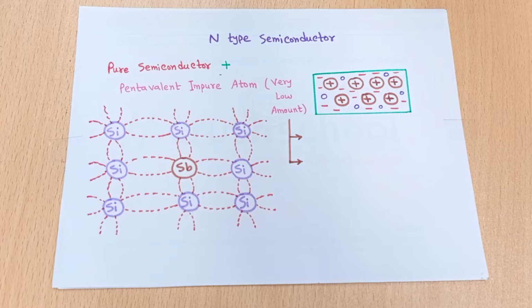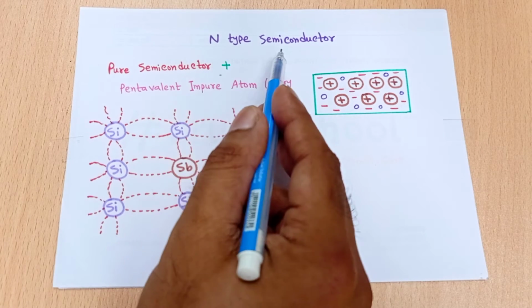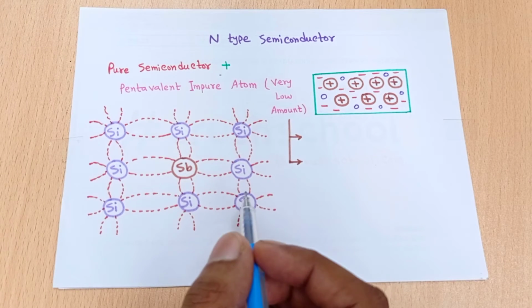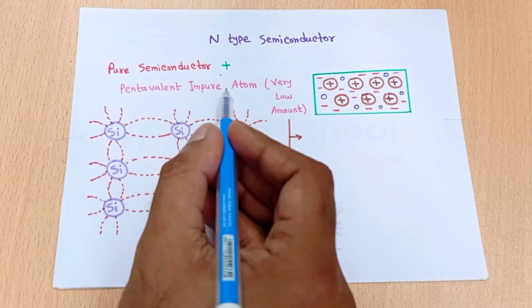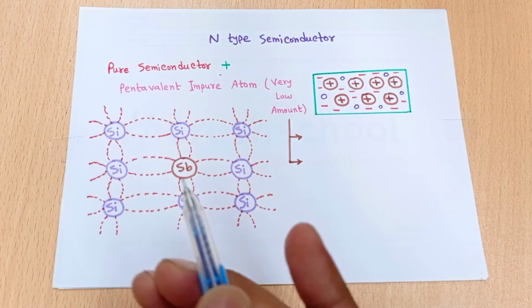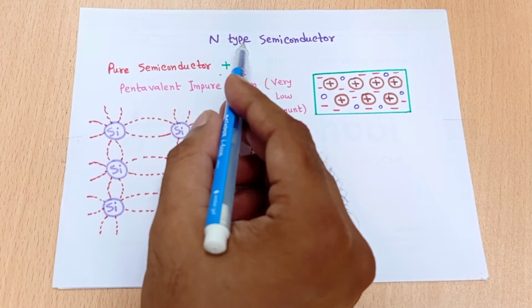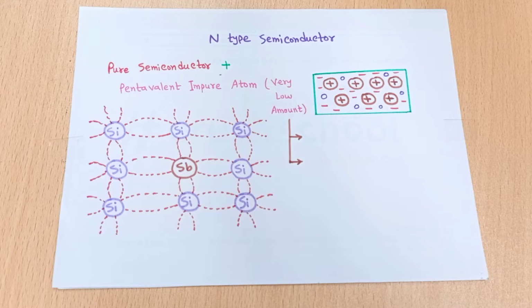There are also two types of extrinsic semiconductor. The first one is p-type and the second one is n-type. So what is actually the n-type semiconductor? When we add some impure material, which is a pentavalent atom, to a pure semiconductor, this is called an n-type semiconductor. If we take a cross section of the n-type semiconductor, we get only two things.